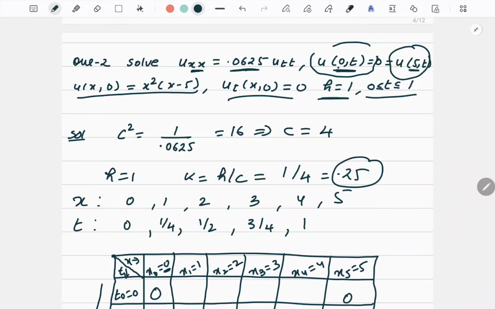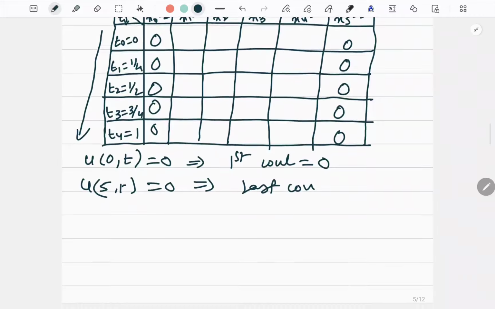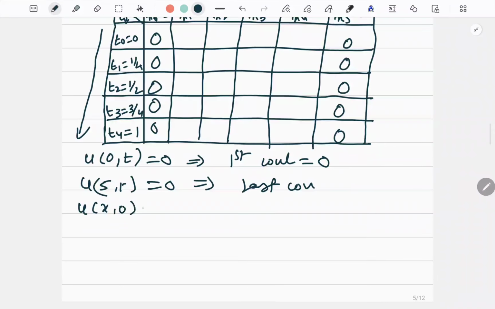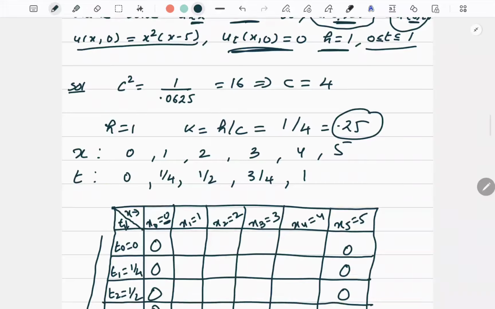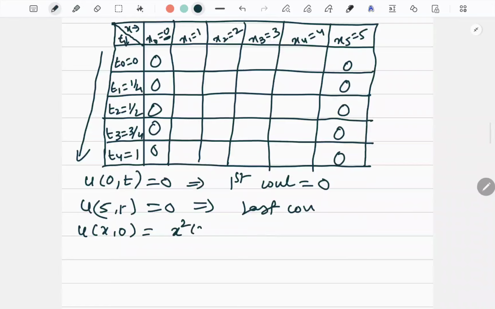Now next thing is this. u x comma, as I said, this won't be used. u x comma 0 is equal to x square x minus 5. Okay. Now u x comma 0 means what? When t is 0. I told you the standard format is this. So when t is 0 and x is changing, you are moving like this. Correct? So in this position means in first row. In first row this function is followed.